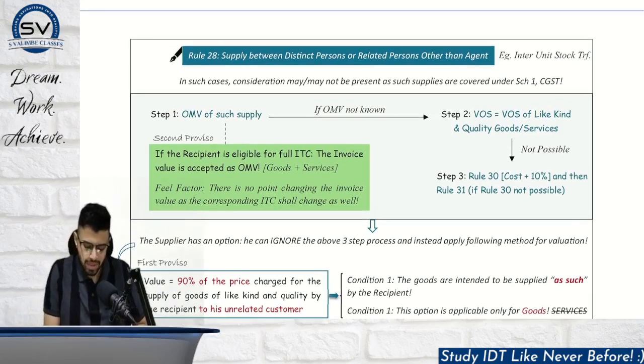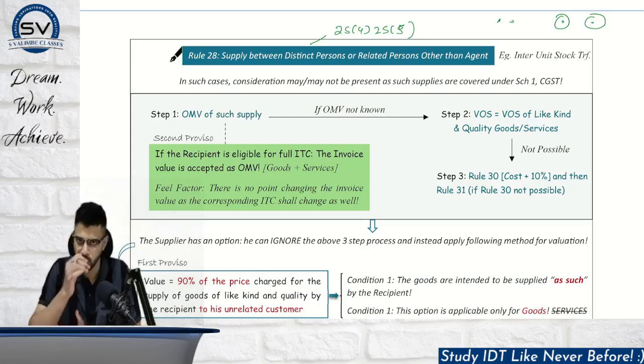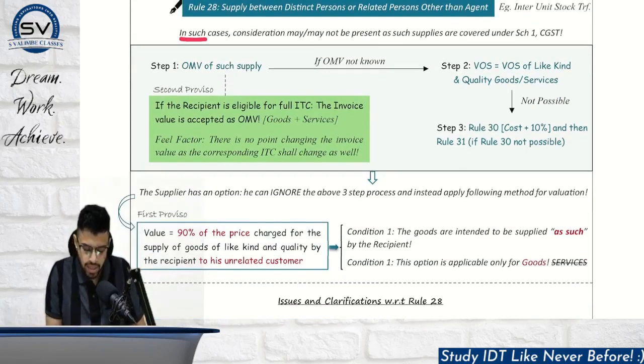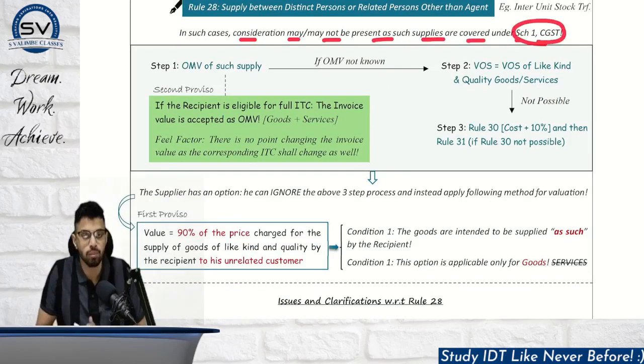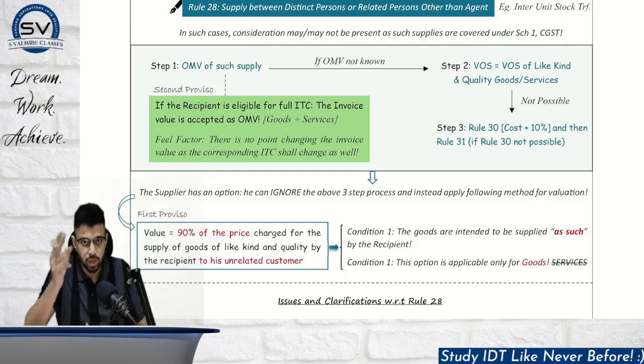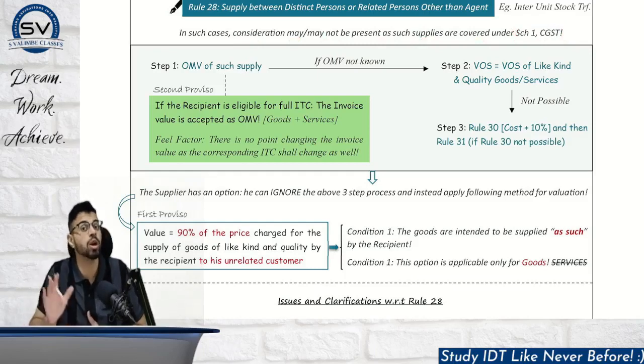What do you mean by distinct persons? That we have already covered, 25 subsection 4, 25 subsection 5. Let's say I have two registered units, one registered unit in Delhi and one unit in Maharashtra. If there is some stock transfer, that will be covered in this particular rule number 28. Now, in such cases, understand that consideration may or may not be present, as such supplies are covered under schedule number 1. Supply between distinct persons is also covered under schedule number 1, that is deemed supply. So consideration may not even be there.